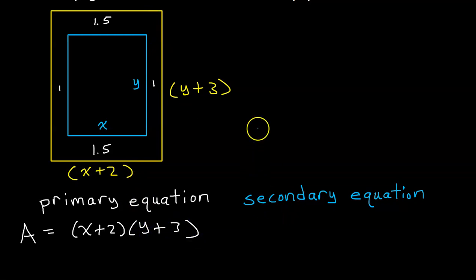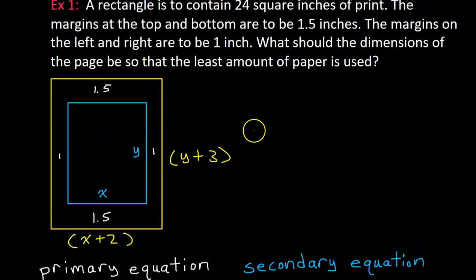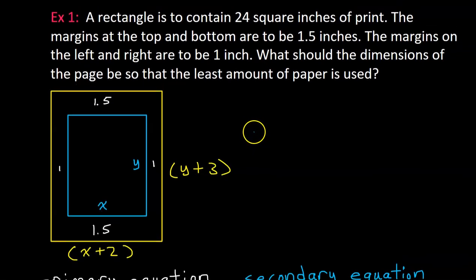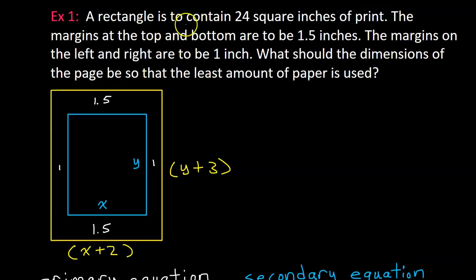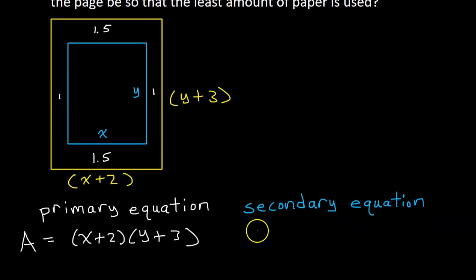Now, how about the secondary equation? Let's look for an additional piece of information. The rectangle is to contain 24 square inches of print. That means the blue rectangle is going to have an area of 24 square inches. So that means xy, the area of the blue rectangle, should equal 24.